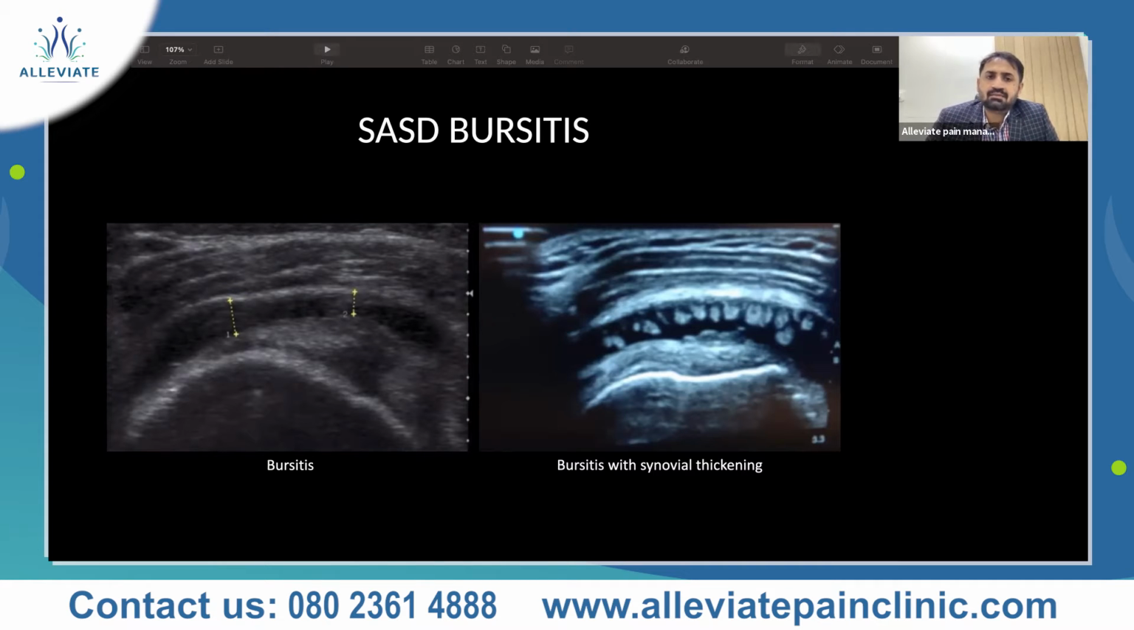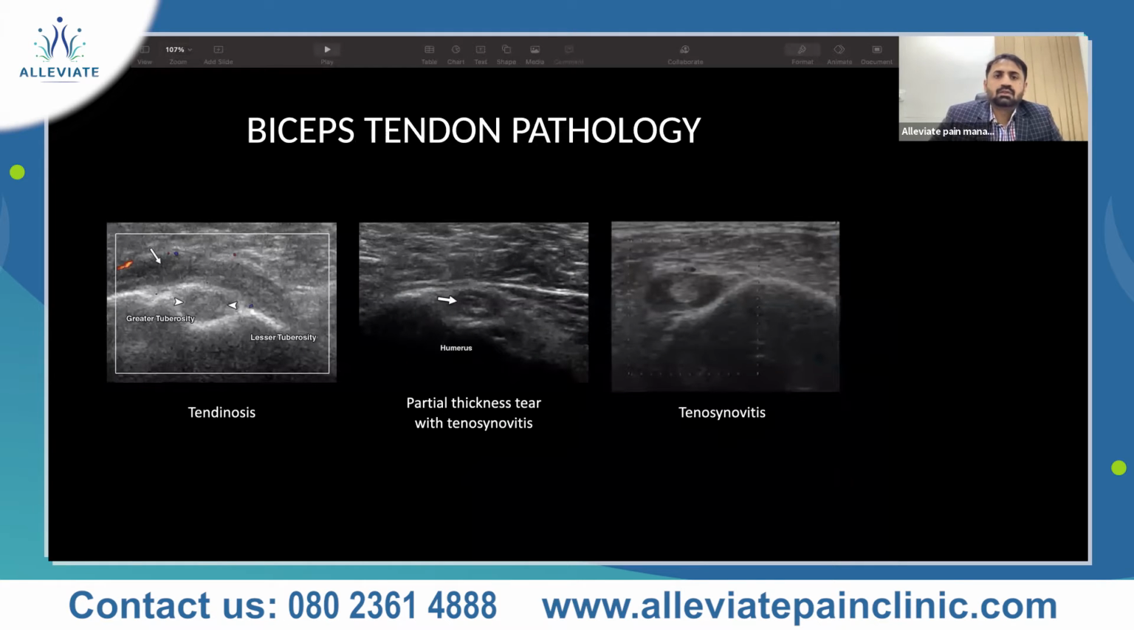Again, when you get a massive SASD effusion, bursa effusion, you need to always suspect that there will be tears associated. So you need to actually get these things ruled out, not just tap it out and give your anti-inflammatory in the bursa. So in biceps tendon pathology, again, this is the bicipital groove. So you see the greater tuberosity, lesser tuberosity, and the tendinosis. This is how the picture will look.